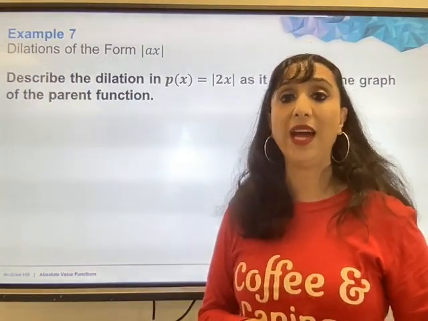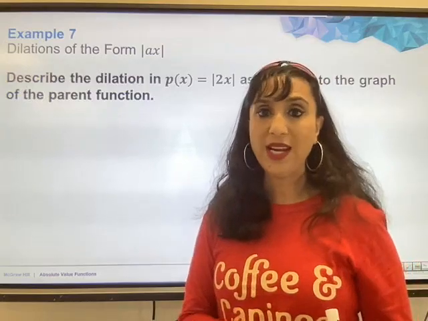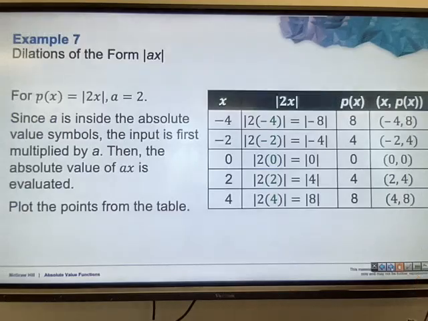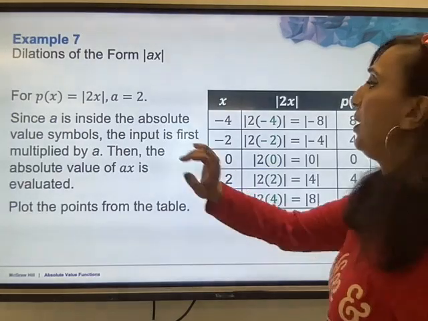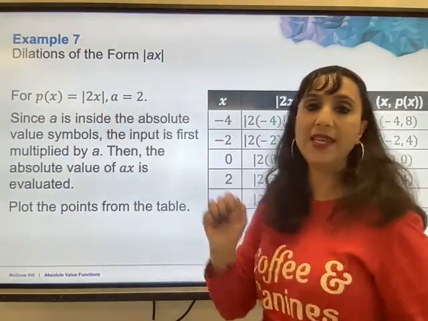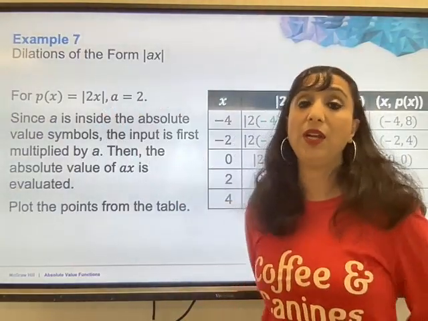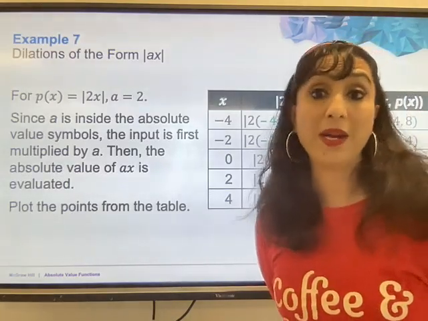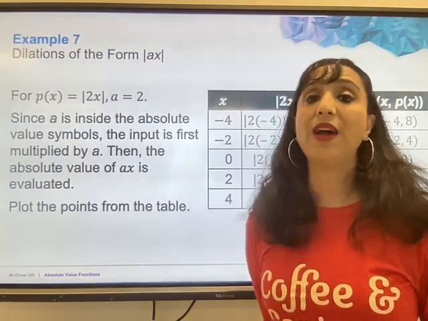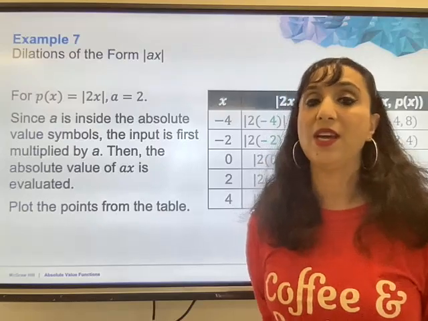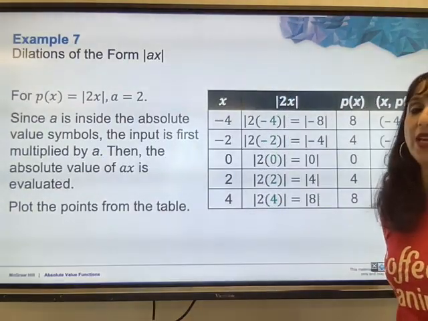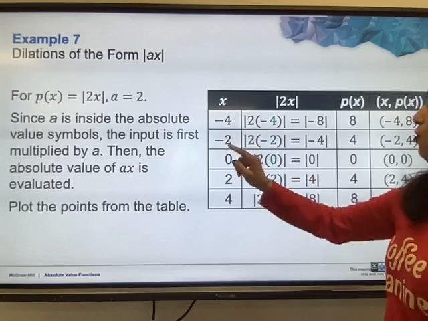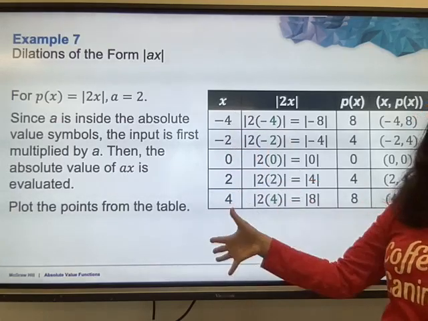Okay, so let's go ahead, and I have already created the table and the graph so that you can look at this. And here we go. So for p of x is equal to absolute value of 2x, a is equal to 2. Now we know that with a inside the absolute value symbols, the input is first multiplied by a, right? So then the absolute value of ax is evaluated. So we are doing that, and we are plotting the points after that. But let's put it in the table. So we have -4, -2, 0, 2, 4. Again, I'm taking those same values.